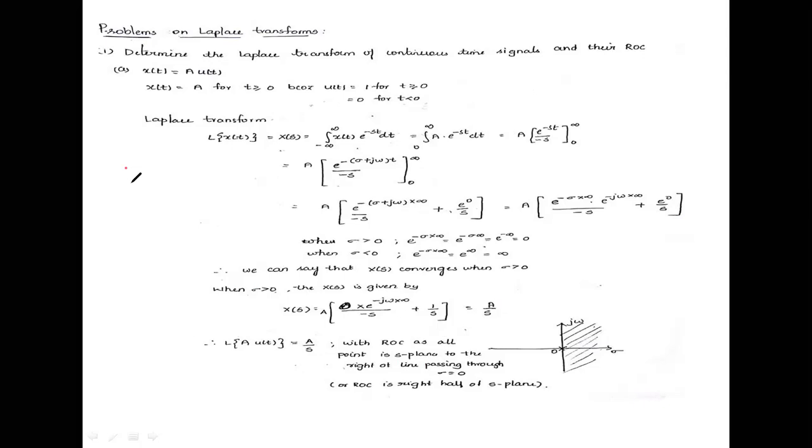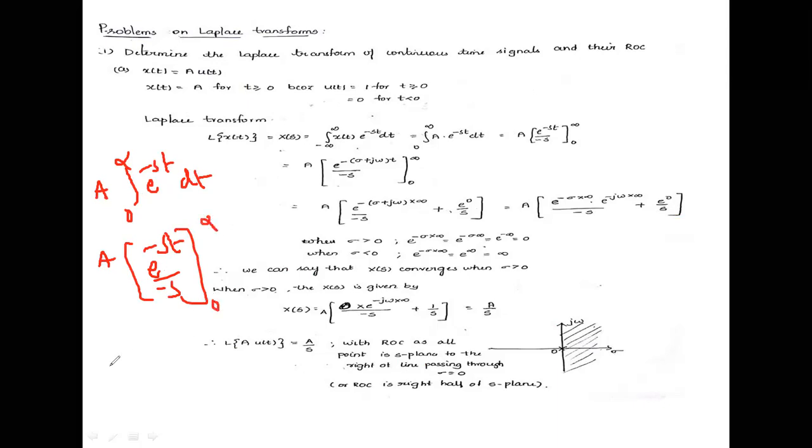We know the Laplace transformation is the integral from 0 to infinity of x of t e power minus st dt, where x of t is a into mu of t. I am taking 0 to infinity because mu of t exists only from 0 to infinity. A into e power minus st by minus s, with upper limit infinity and lower limit 0. The upper limit gives 0, and minus 1 by minus s, so the Laplace transformation is a by s.